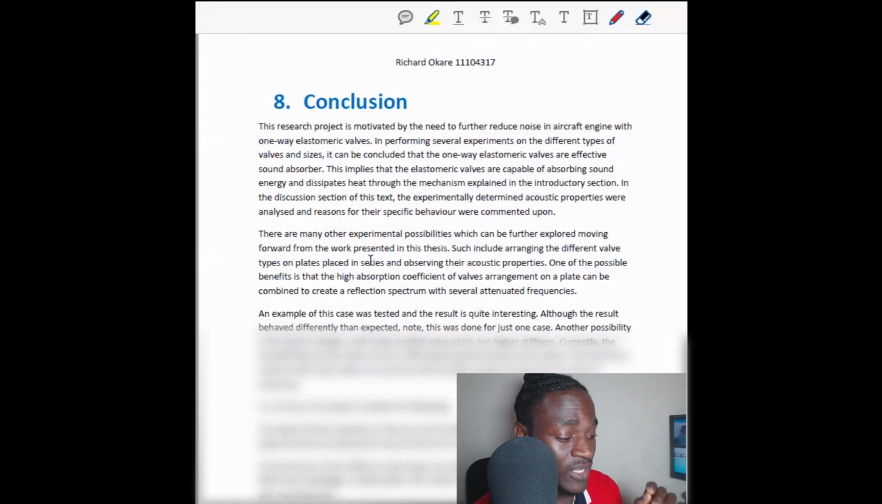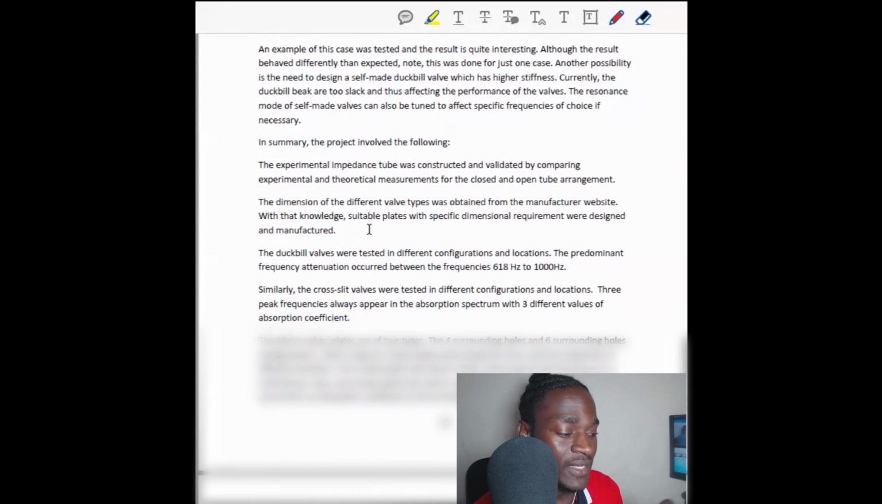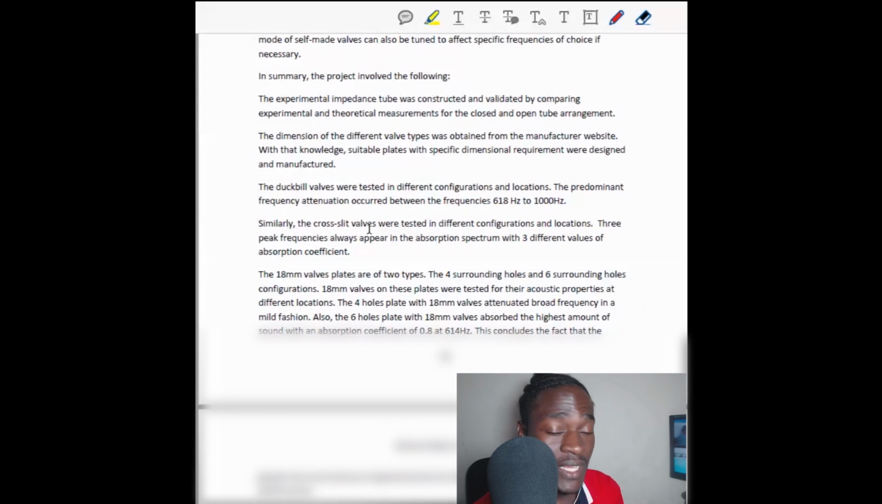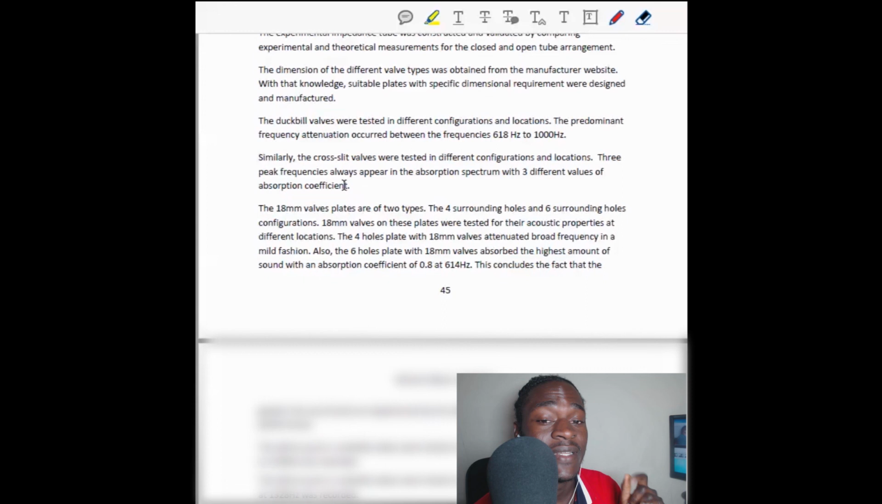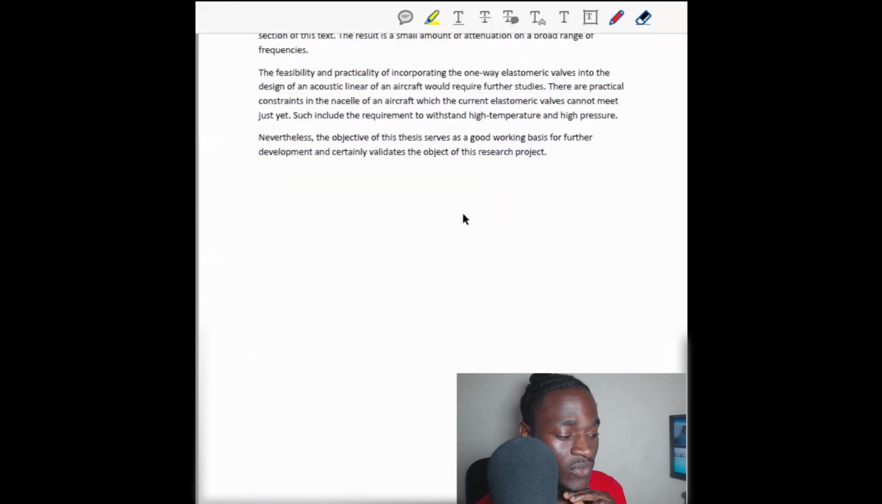For example, mine is acoustic liners. My thesis, honestly, didn't satisfy my project, so I explained why it didn't. And if in some cases it did, I explained why it did, and also what can be done in the future to improve some of the results I got in my results section. So that's how the conclusion should go.